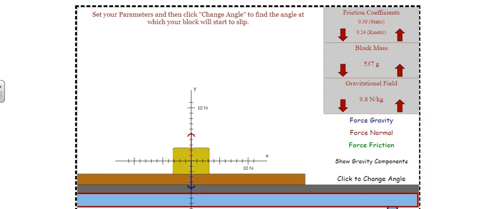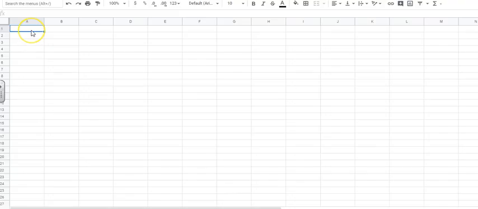In this lab, we're going to investigate whether increasing the mass on the block has any effect on static friction or coefficient of static friction or the slip angle. So we'll need to set up a spreadsheet. So let's include our headings. We'll include all our forces.